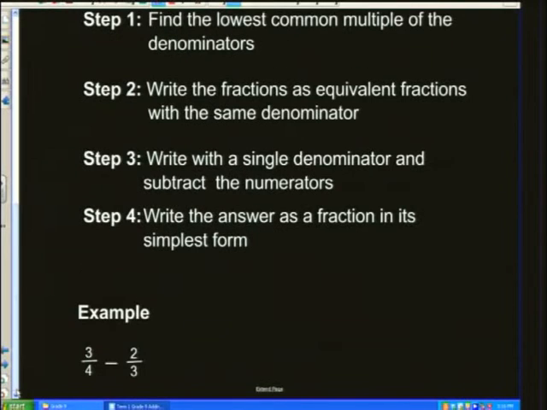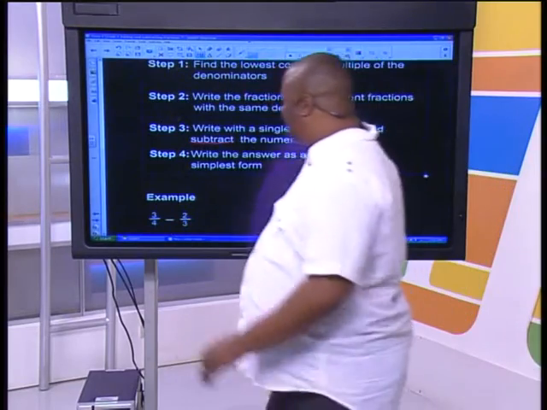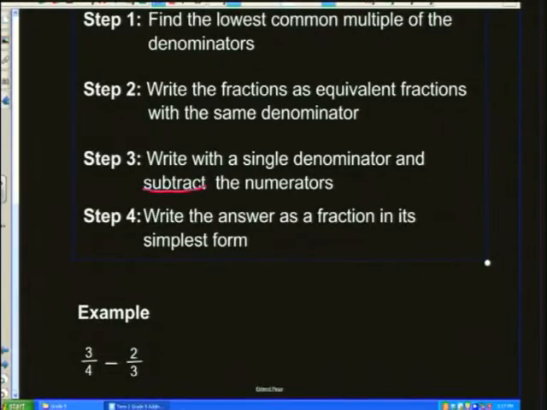Let's go to the method, or the steps. The steps are the same, there's no difference. Find the lowest common multiple of the denominators. That's what we did with addition. Write the fractions as equivalent fractions with the same denominator. That's what we did. Again, write with the single denominator and subtract the numerators. Here, we don't add, but we subtract. In addition, we're adding, but here we subtract. Write the answer as a fraction in its simplest form. If it is possible for you to simplify it further, do it.